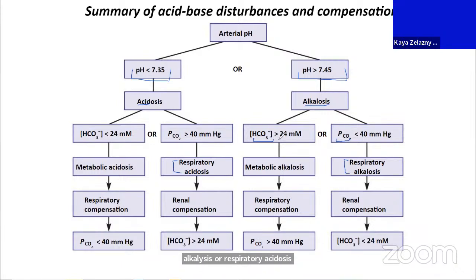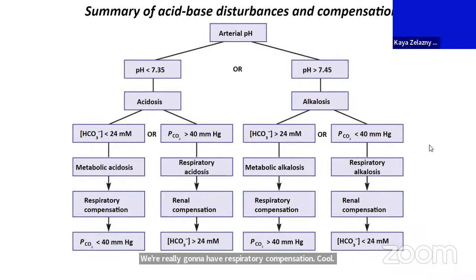If the problem is with the bicarbonate, you're going to see that that's metabolic acidosis or metabolic alkalosis, and the opposite system is going to compensate. So if it's a respiratory problem, your kidneys are compensating. If it's a metabolic problem, we're really going to have respiratory compensation. Okay, cool. All right, and that is all of it.